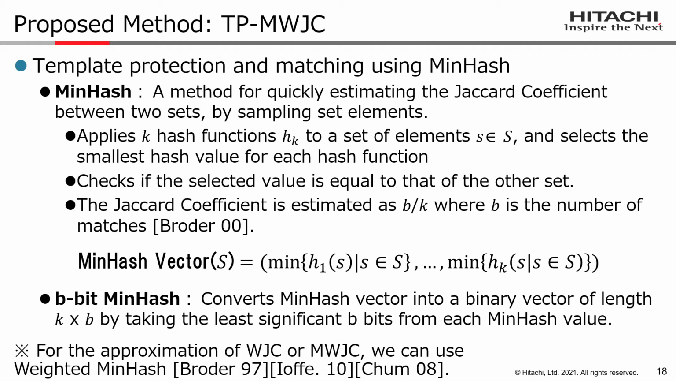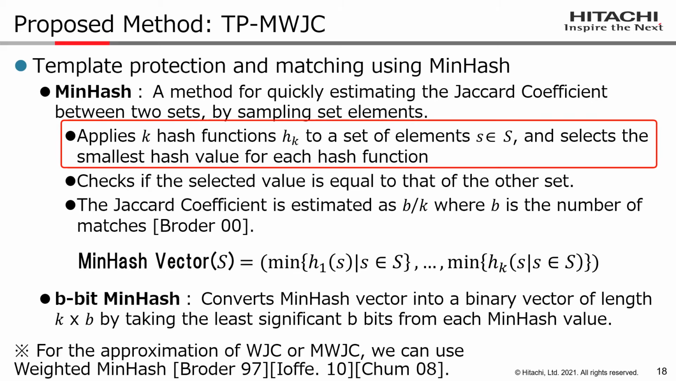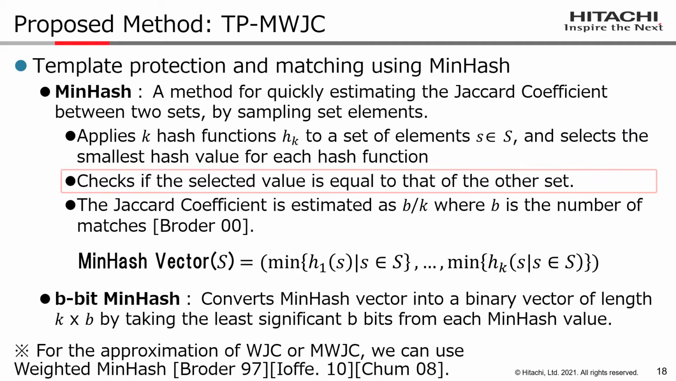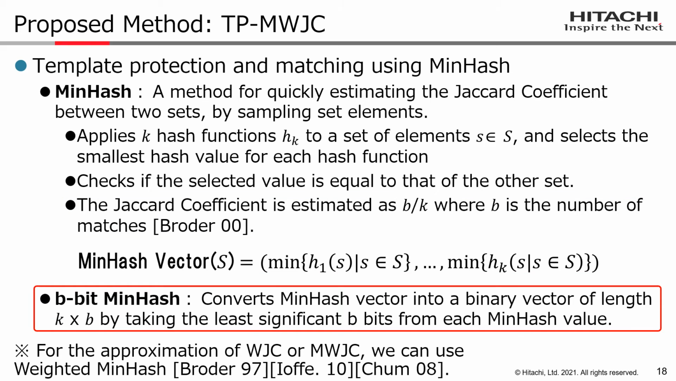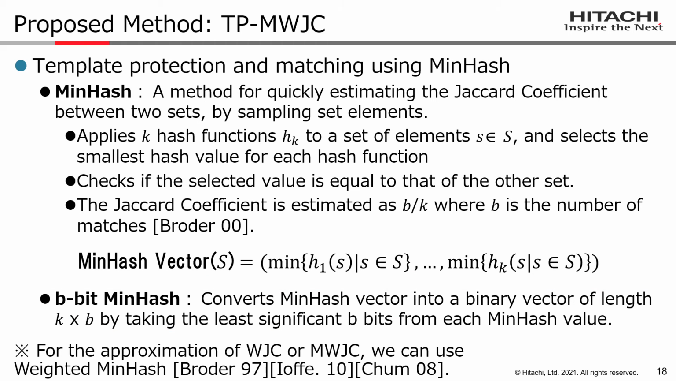This slide explains the outline of the MinHash. The MinHash applies k hash functions h sub k to the set elements S and selects the smallest hash value for each hash function. Then it checks if the selected value is equal to that of the other set. The Jaccard coefficient is estimated as b over k, where b is the number of matches. b-bit MinHash converts the MinHash vector into a binary vector of length k times b by taking the least significant b bits from each MinHash value. By increasing the number of hash functions k, we can approximate the Jaccard coefficient more accurately.